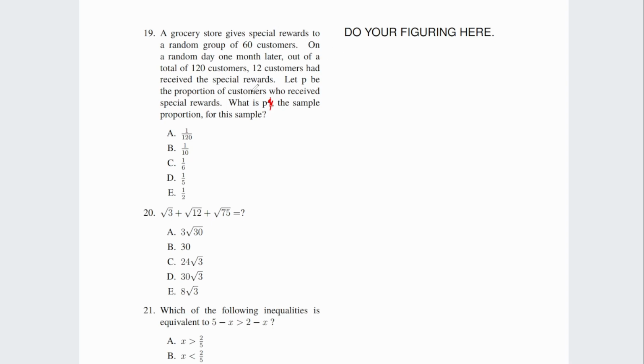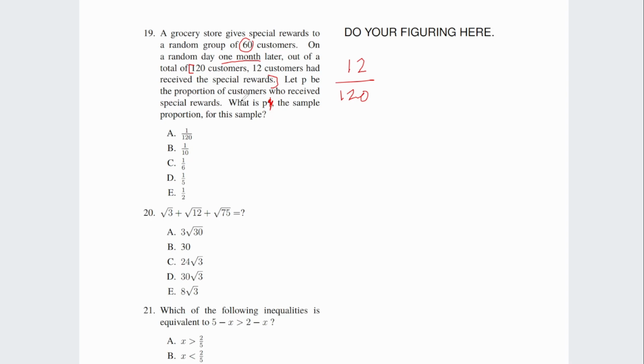This is a question about figuring out what is important. Which part of the word problem is relevant? We need to know if it's 60, if it's 120, if it's 12. And the thing is, this random group of 60 customers, we don't actually learn anything about it. And the fact that a random day 1 month later, we also don't learn anything about that random day. What we do know is that out of 120 customers, 12 received special rewards. So we know that 12 out of 120 received special rewards.